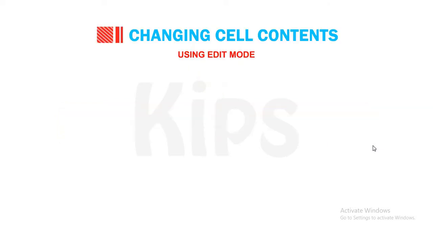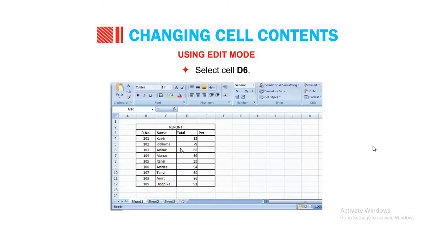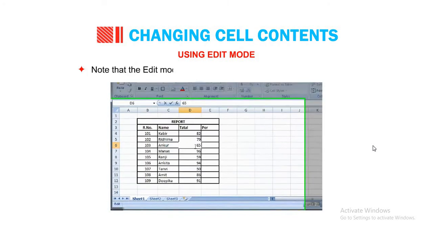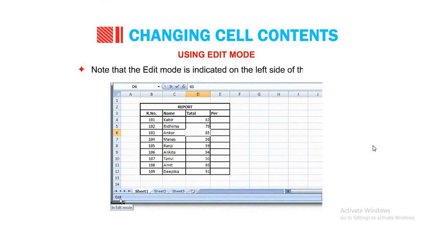Now let's find out how to use Edit mode. Select cell D6, double-click on the cell to edit it. The data is also displayed in the formula bar. The insertion point will blink within the cell. Note that the Edit mode is indicated on the left side of the status bar.